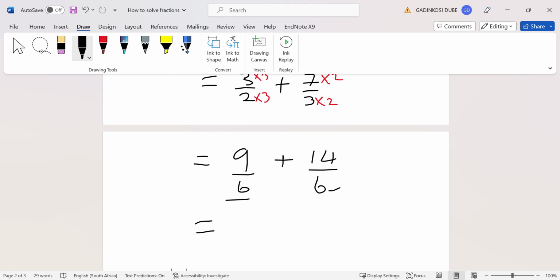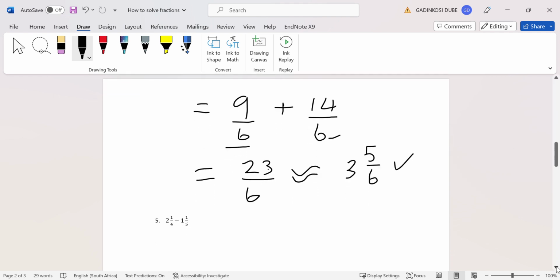Okay, so now once you have this, you can just easily add, like I've demonstrated, 9 plus 14. Okay, so 9 plus 14 is 23 all over 6. So it's still a top-heavy fraction, your answer, and you can still convert your answer to a mixed fraction if you want. Okay, so 6 into 20, it goes in 3 times. Okay, and now the remainder becomes 5 over 6. Okay, so we've converted it to a mixed fraction again, so we have solved that question.